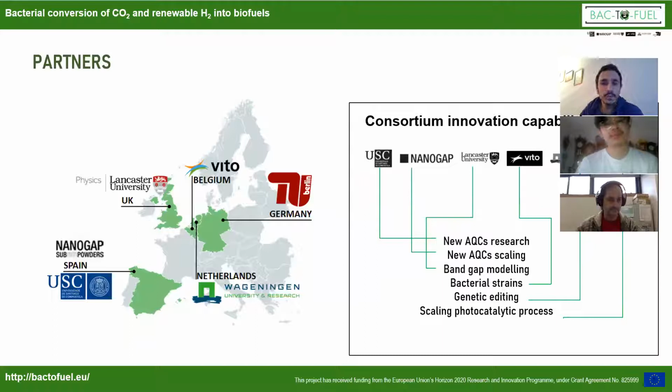The consortium is based on 4 universities and 2 companies. NanoGap, USC, and Lancaster are more related to clusters: how to characterize, synthesis, production, and optimization. Then Vito is responsible for the bioelectrochemical systems. Wageningen University is responsible for CRISPR-Cas, the modification of the bacteria. And Berlin is responsible for the photo production part, and then the coupling of both technologies, and scaling up the whole process together with the rest of the consortium.